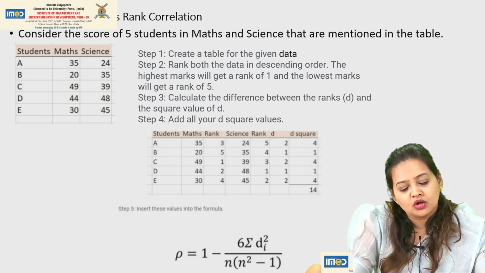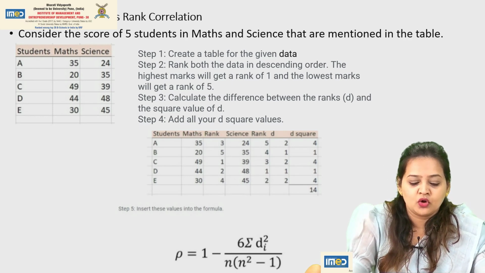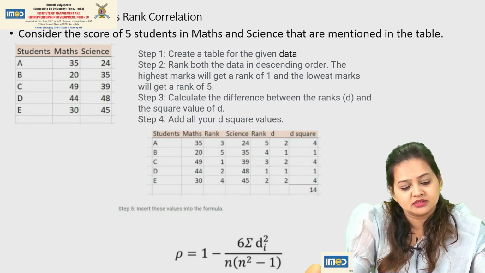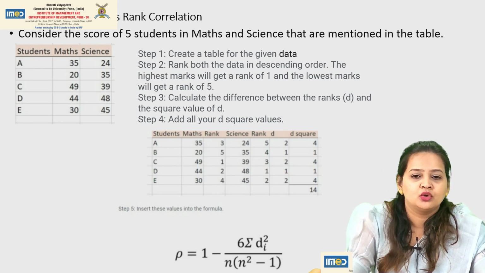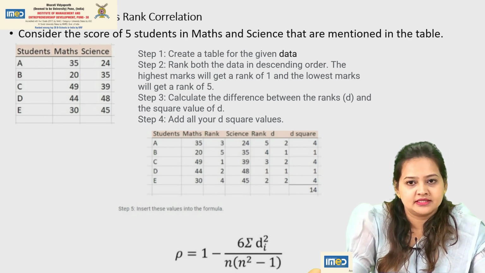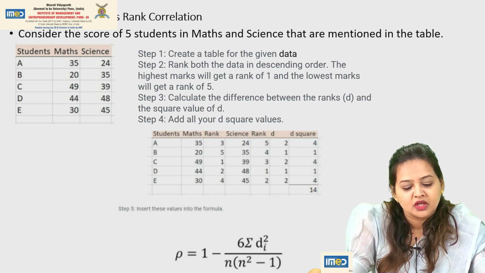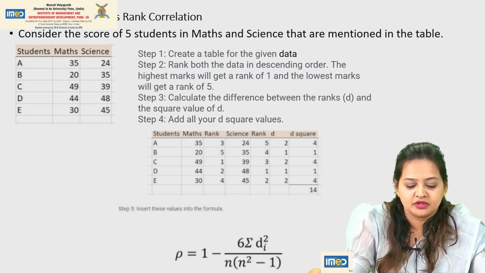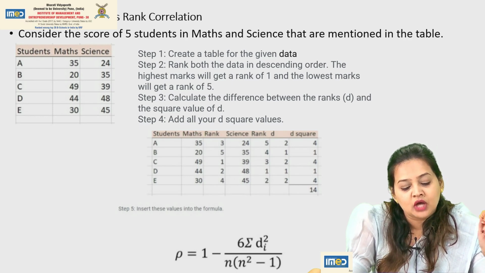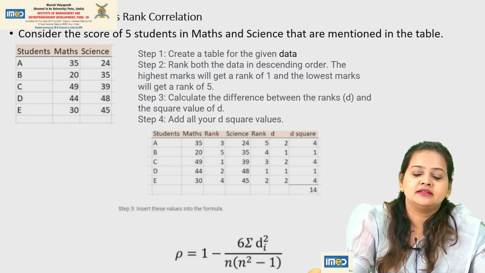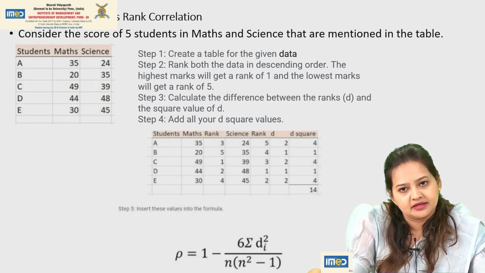So the first column talks about the students. In the second column, you can see the mathematics marks are given at random. No particular sequence is mentioned, either ascending or descending order. You have the mathematics marks like 35, 20, 49, 44 and 30. So how are you going to rank it? You have to rank it strictly based on the descending order.